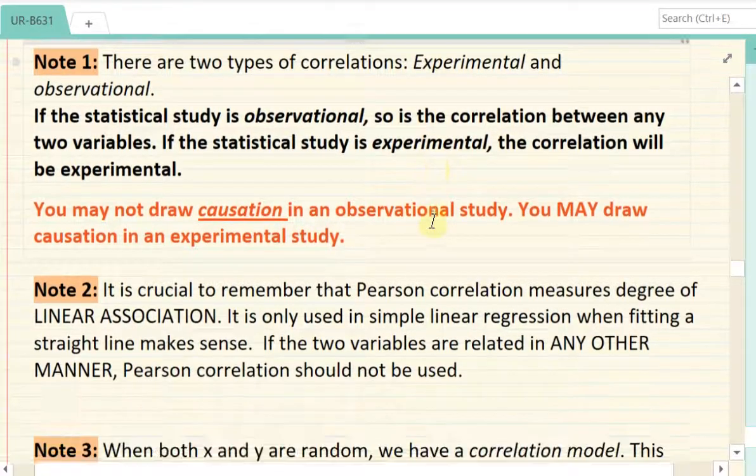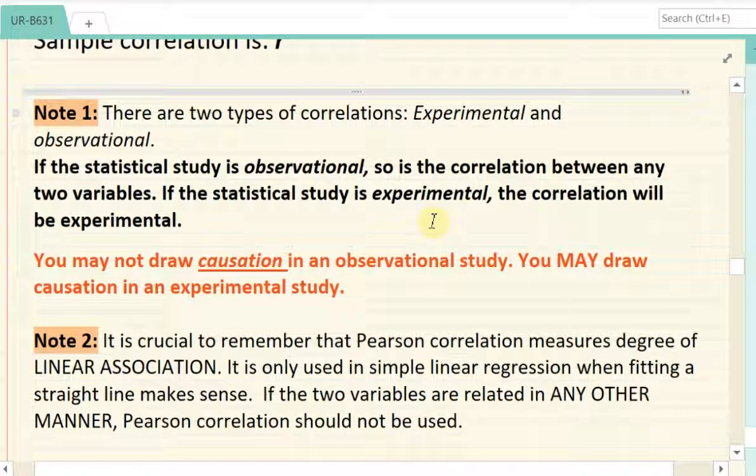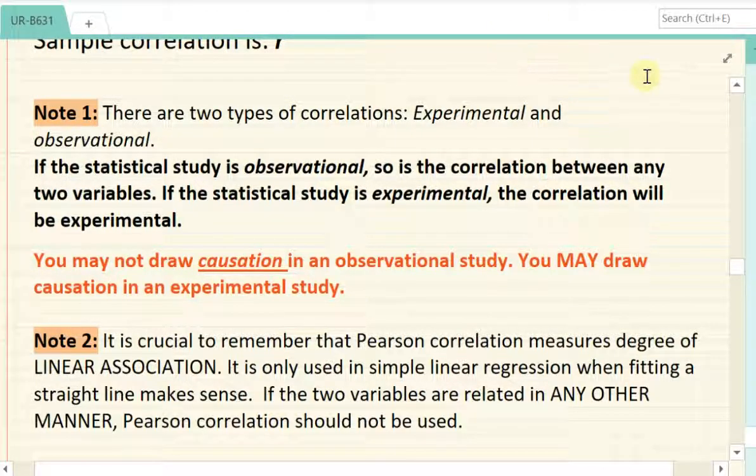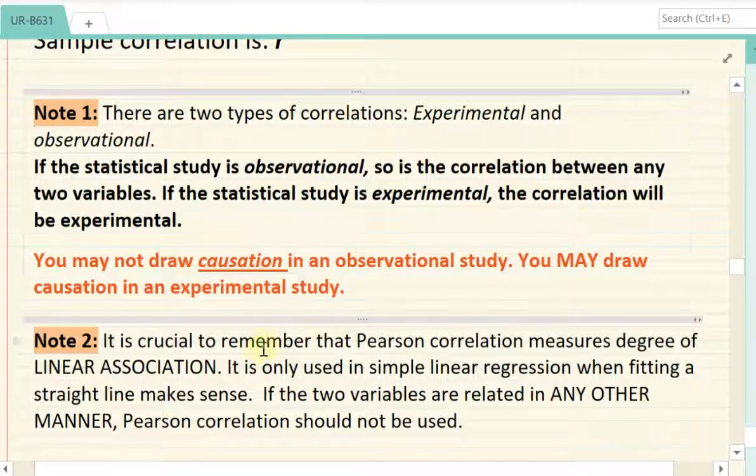The second note I have here is very important again, regarding what this correlation coefficient is doing for us. It measures the degree of linear association. And it's simple linear, not any other manner. So if you have data that bends, quadratic, cubic, whatever, you're not going to use this. Although the software will output it, we just skip it. We don't even interpret that. So that's very important also.